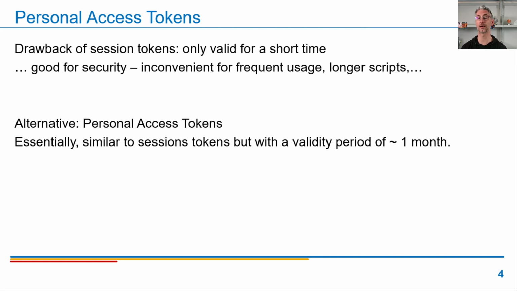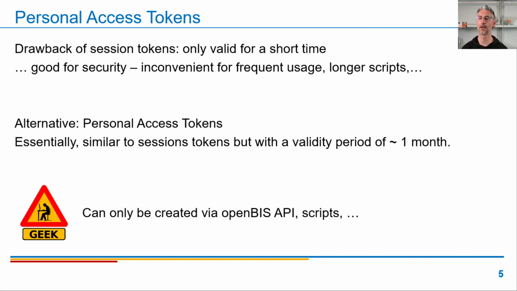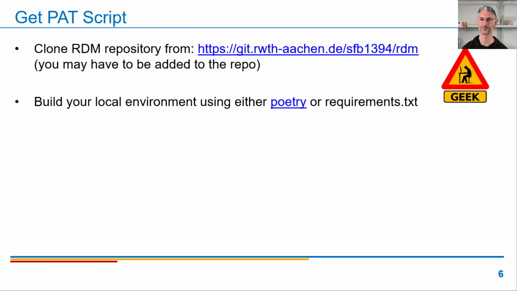So OpenBIS provides an alternative, the so-called personal access tokens. They are essentially similar to session tokens, but have a much longer validity period of about a month. As this has more implications in security, they can only be created via the OpenBIS API or scripts, which is what we discuss here, and they cannot be created via the web interface.